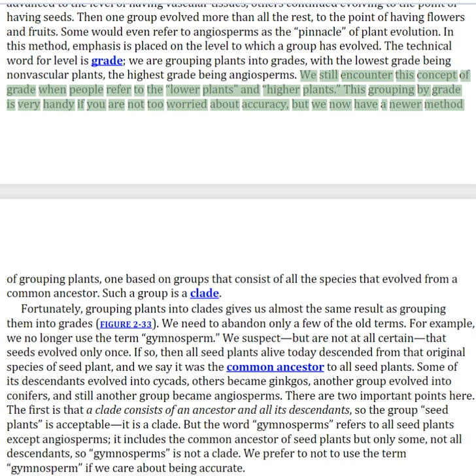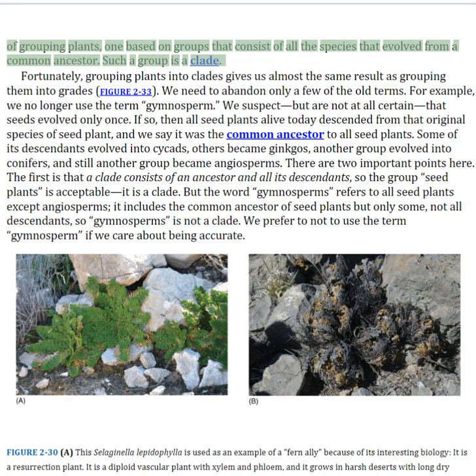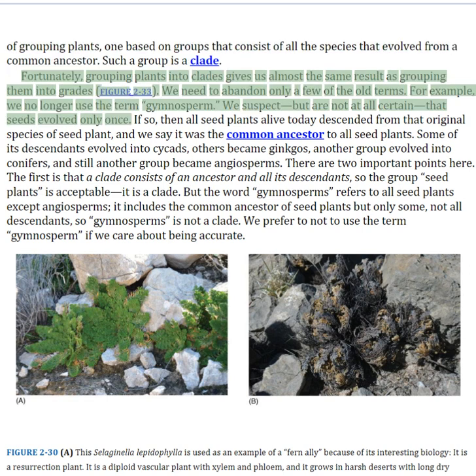newer method of grouping plants, one based on groups that consist of all the species that evolved from a common ancestor. Such a group is a clade. Fortunately, grouping plants into clades gives us almost the same result as grouping them into grades. We need to abandon only a few of the old terms. For example, we no longer use the term gymnosperm.